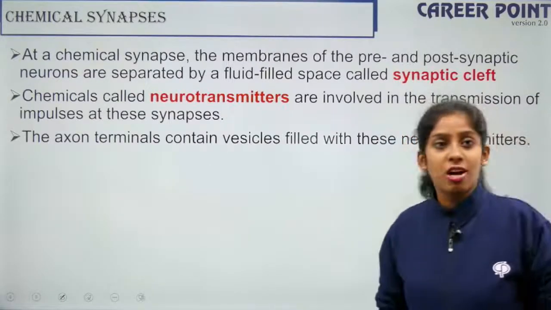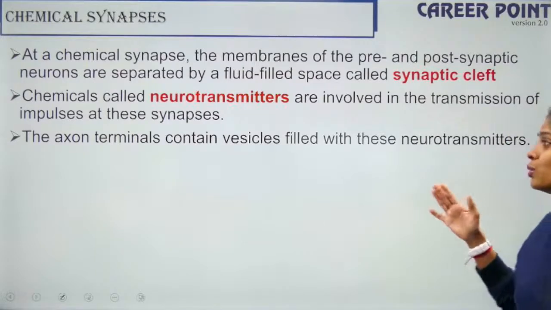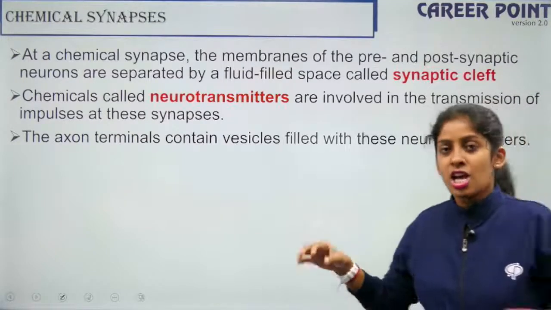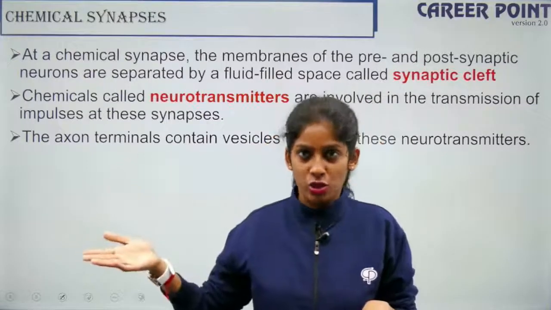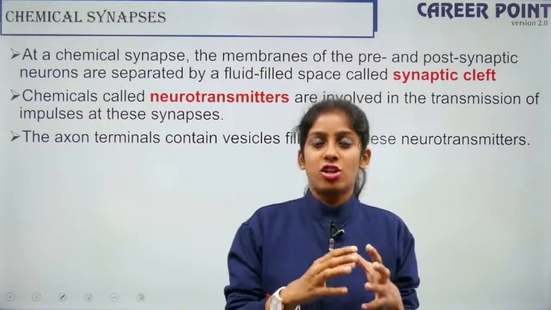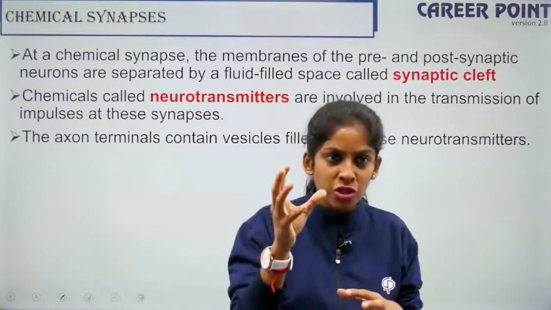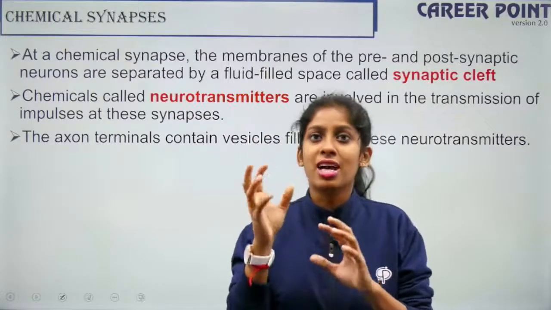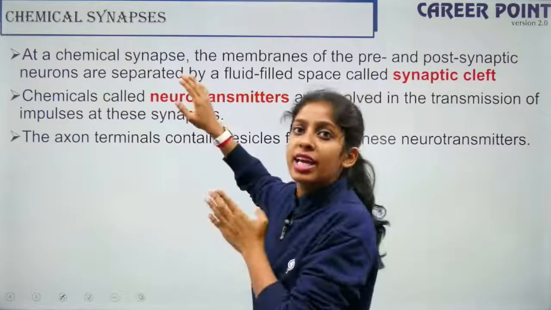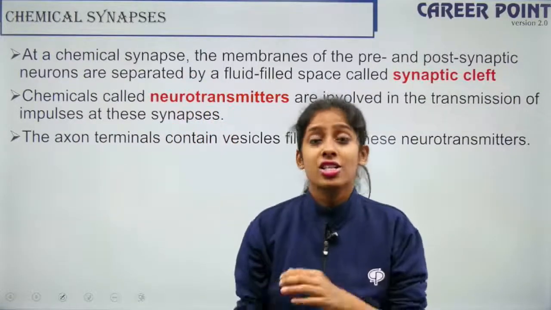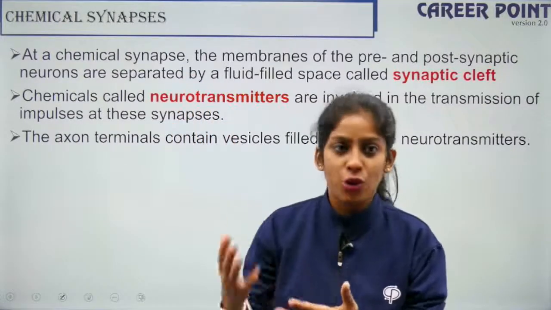The axon terminals contain vesicles filled with these neurotransmitters. Your axon ends in axon terminals and it starts from the axon hillock, right? These axon terminals have knob-like structures. These knob-like structures contain vesicles. Vesicles are bag-like structures which contain your neurotransmitters. So now things make sense. Are you able to correlate?